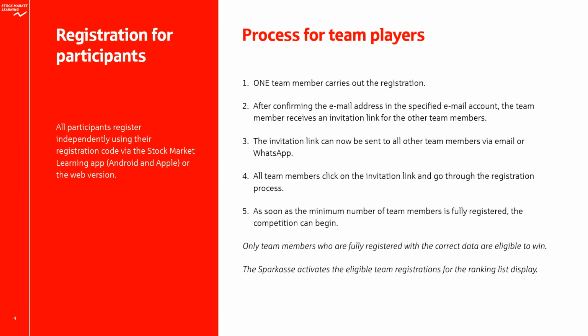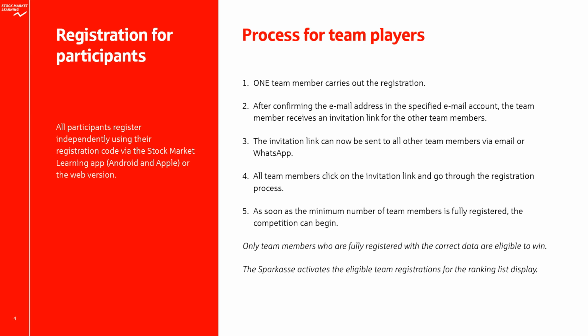Firstly, a brief overview of how the registration process works. The steps will be explained in more detail later on. All participants register independently with their registration code via the Stock Market Learning app, available for Android and Apple or via the web version. One team member carries out the registration. After confirming the email address, this team member receives an invitation link for the other team members. The invitation link can then be sent to all other team members by email or WhatsApp.